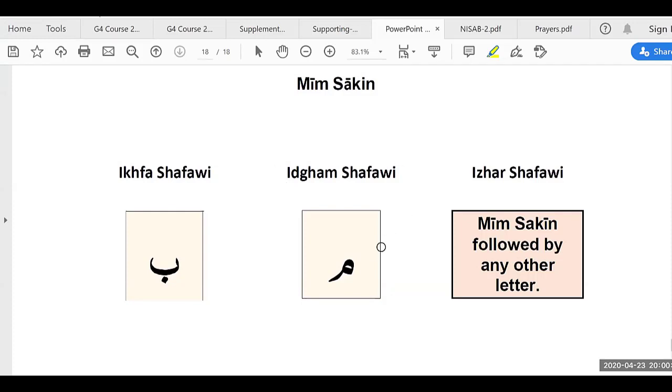Idgham shafwi is when a meme sakin is followed by a meme mushaddad. So we have to assimilate the sound of meme sakin into the meme mutaharrik, and this should also be 2 seconds long with a nasal sound. And then lastly, we have izhar shafwi. So this is for all the other letters except for mim and ba. Any other letter followed by mim sakin, we will perform izhar. So the sound of mim will be clear with no nasal sound.